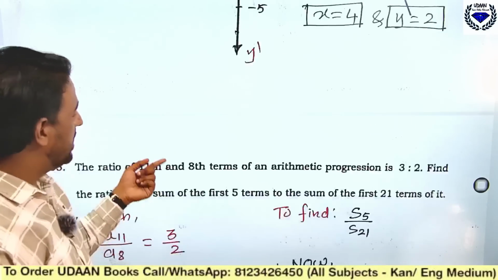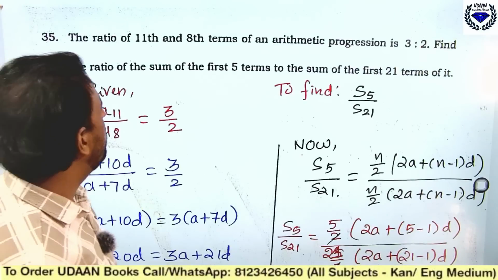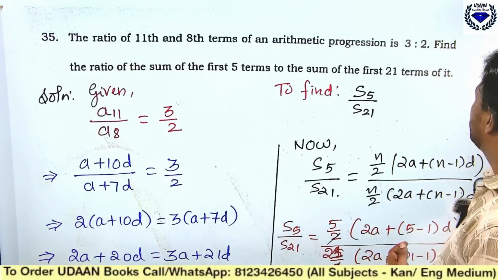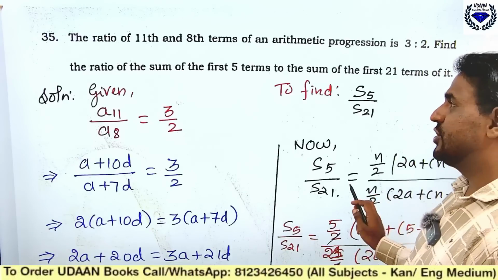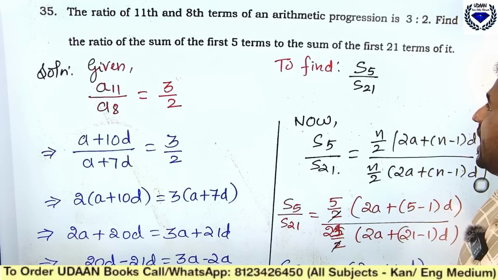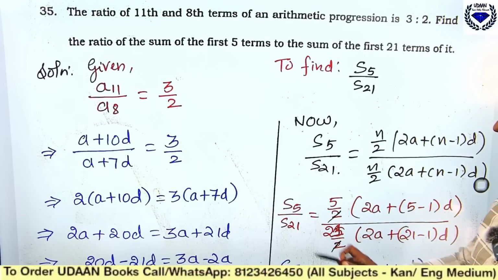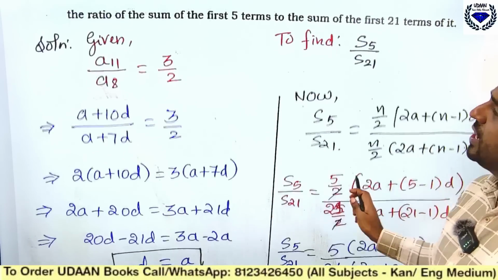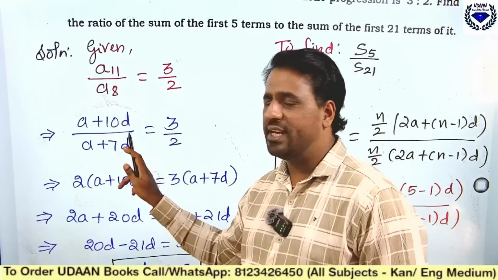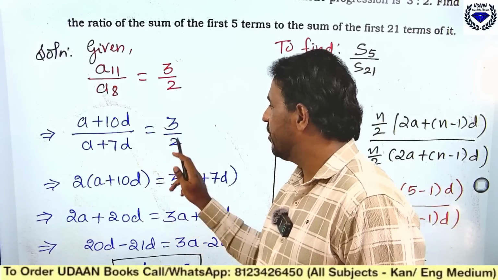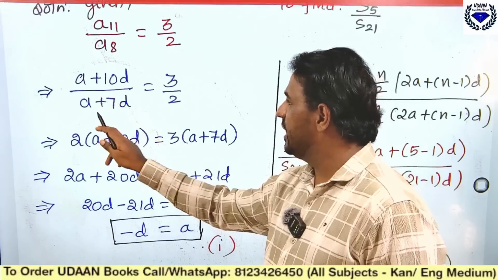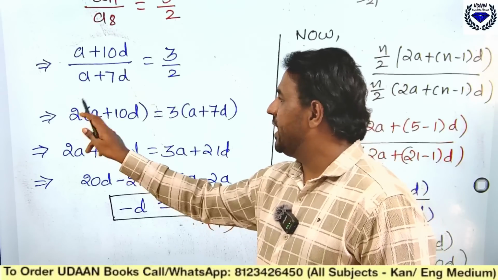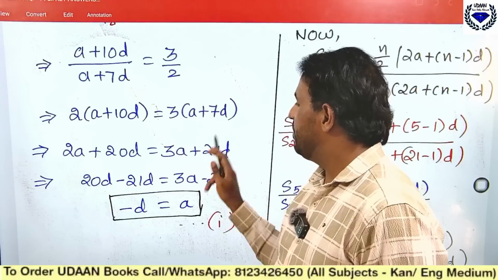Then coming to the next one, AP question. The ratio of 11th and 8th term of an AP, arithmetic progression, is 3:2. Find the ratio of the sum of first 5 terms to the sum of first 21 terms of it. Given is A11 by A8 is 3/2. To find S5 by S21. So you know A11 is A plus 10D, A8 is A plus 7D, equal to 3/2. Transfer 2 here, 3 beside, A plus 7D will come. Multiply, 2A plus 20D equals 3A plus 21D.